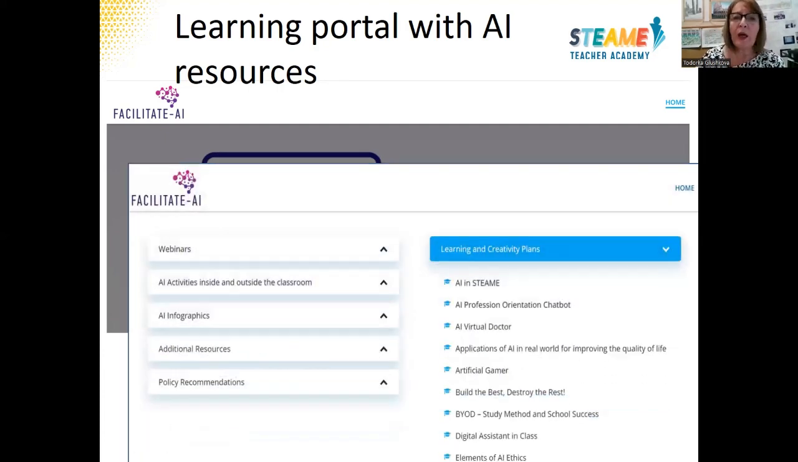and also all of these resources are free, and you can see some resources connected with organizing some webinars, artificial intelligence activities inside and outside of the classroom, additional resources, and of course learning and creativity plans connected with the main topic of artificial intelligence in STEAM education, artificial gamer, digital assistant in the class, and so on.